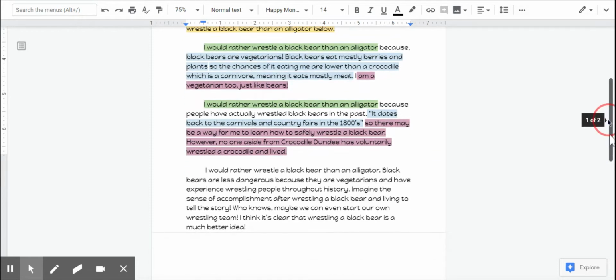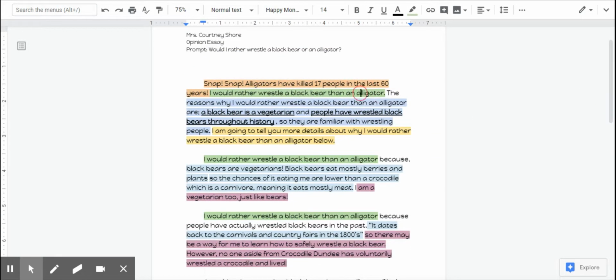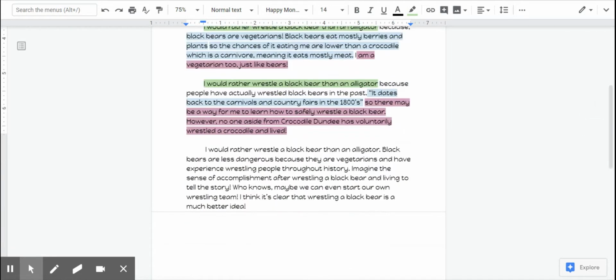Okay. Now, we had our claim at the beginning of every paragraph, so it only makes sense we keep doing that, right? So look, I would rather wrestle a black bear than an alligator. It's the same thing here. I'd rather wrestle a black bear than an alligator. And then black bears are less dangerous because they are vegetarians and have experienced wrestling people throughout history. Look, this is the same thing I was saying up there, but I'm just restating it. Restating just means you're saying something again, usually slightly differently.